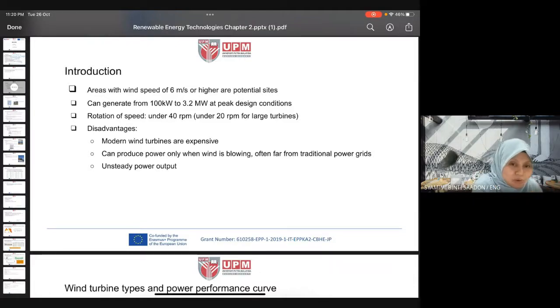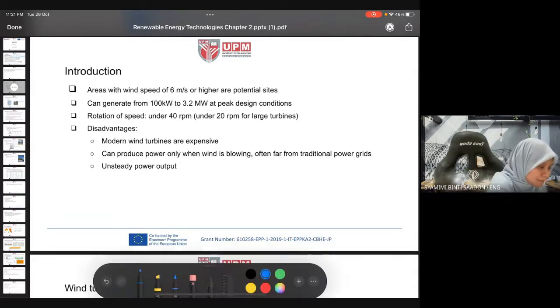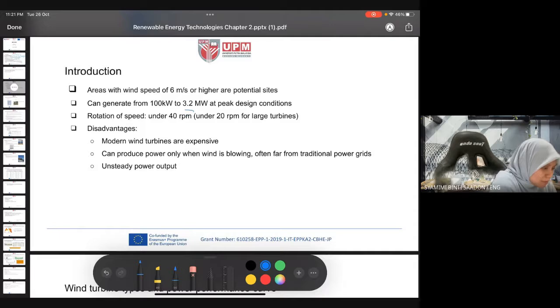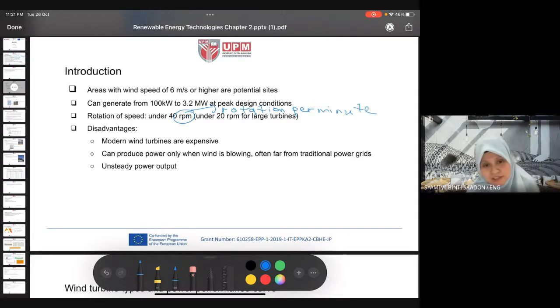Then the rotation speed of the turbine blades is under 40 rpm. RPM is rotations per minute. Normally we write per minute, and then when we want to calculate, we change it into seconds because second is the SI unit. It is under 20 rpm for a large turbine; for a large turbine it's 20 rotations per minute. This 40 is for the general case.